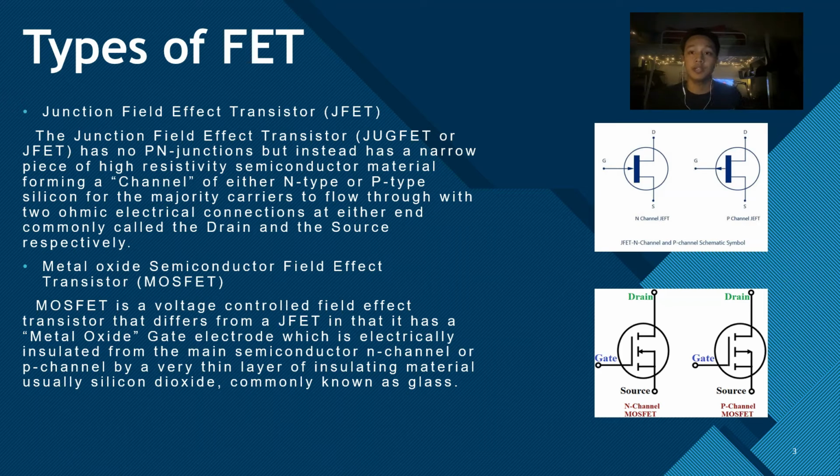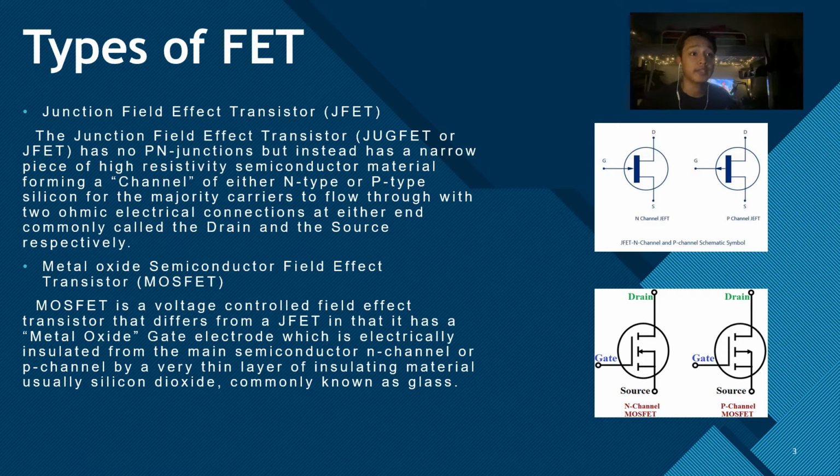Move on to types of FET. There are two types of FET. One is junction field effect transistor, and the second one is metal oxide semiconductor field effect transistor, and that is JFET and MOSFET.